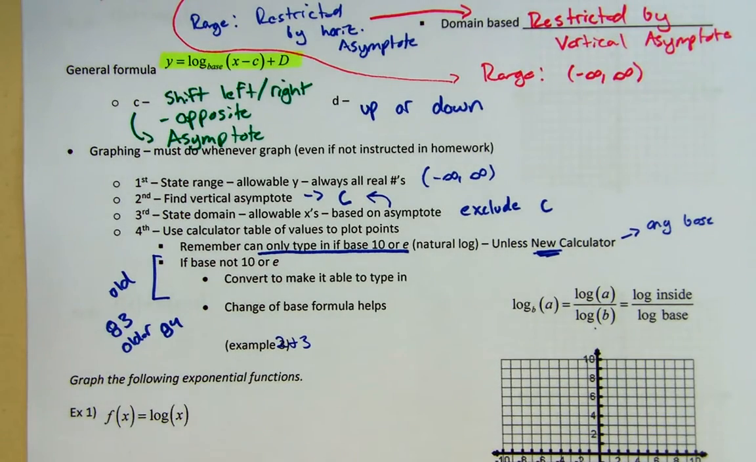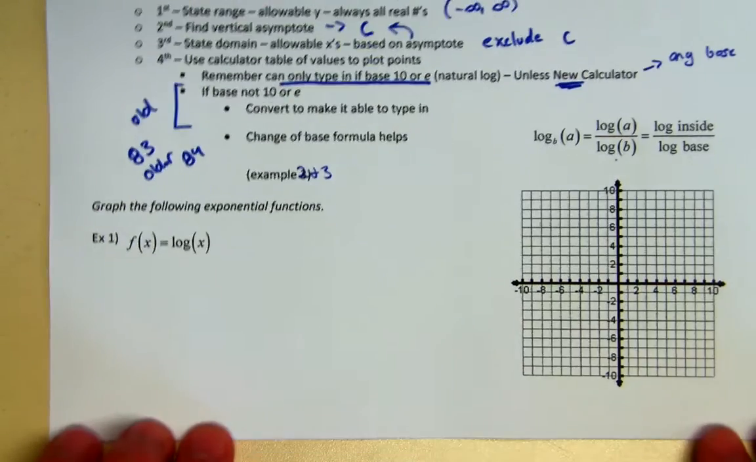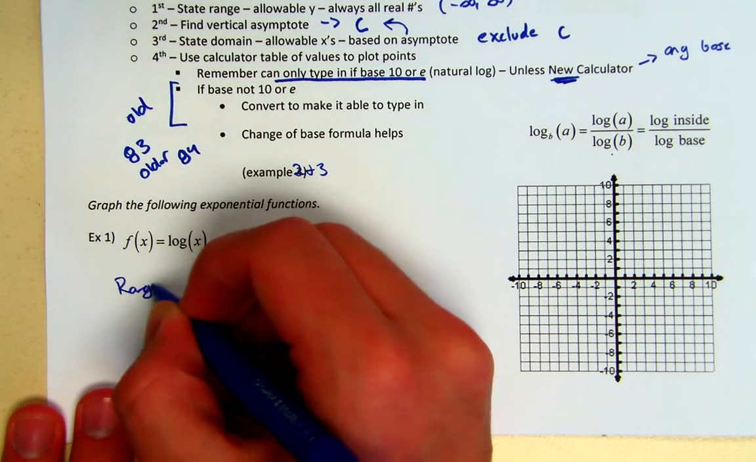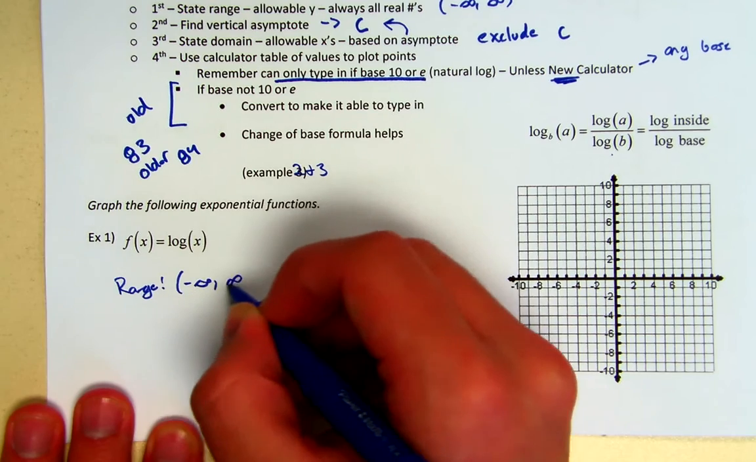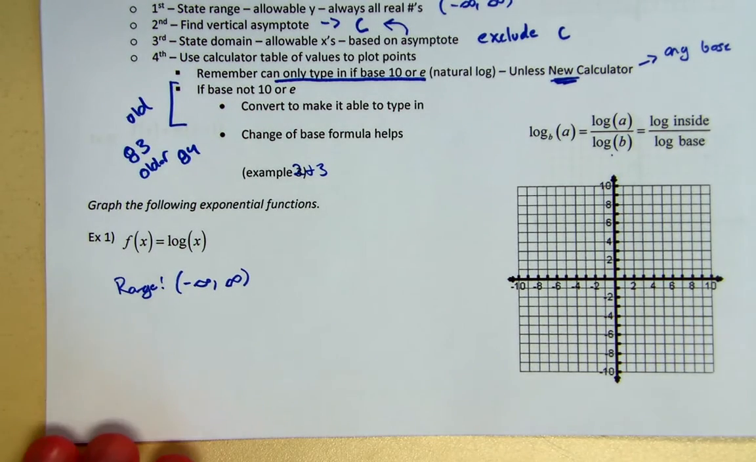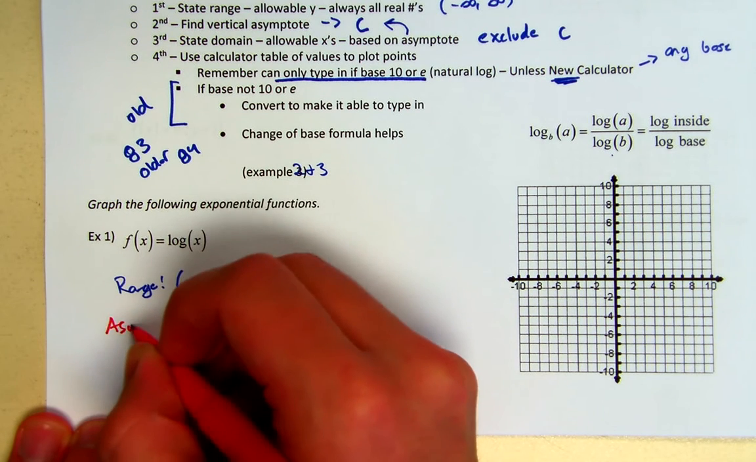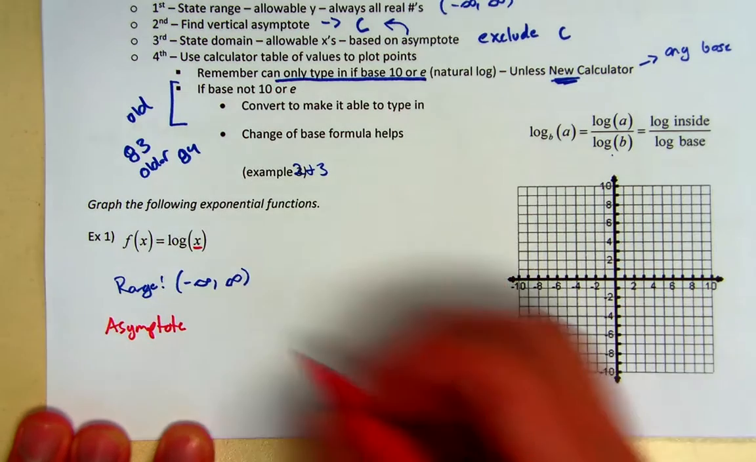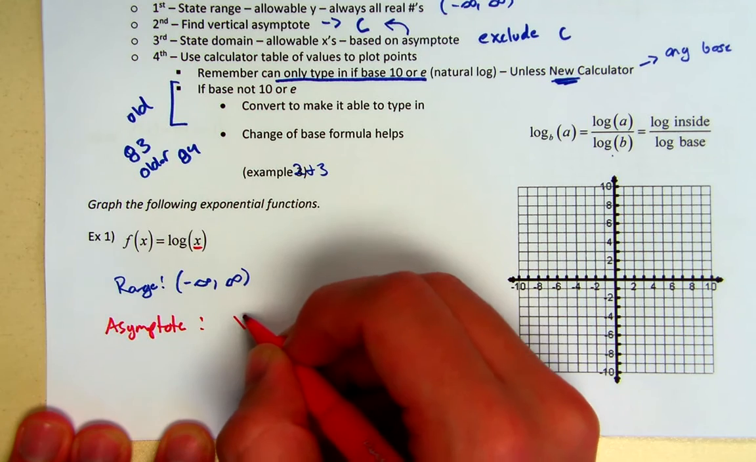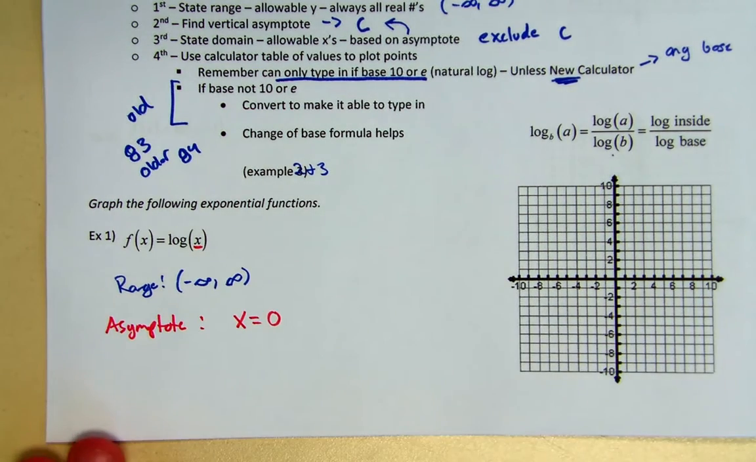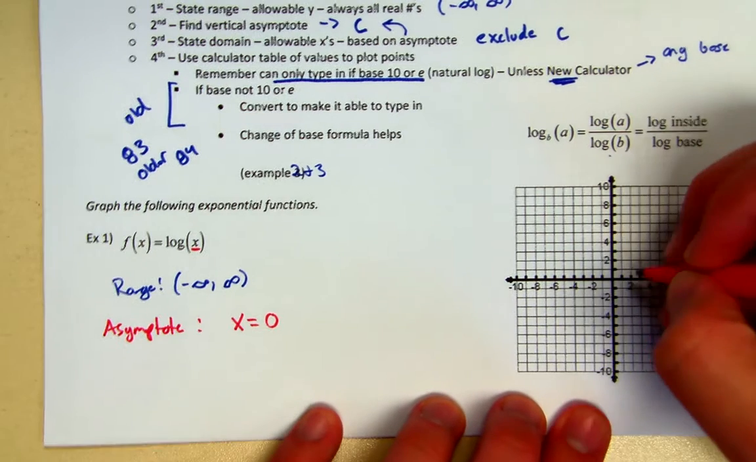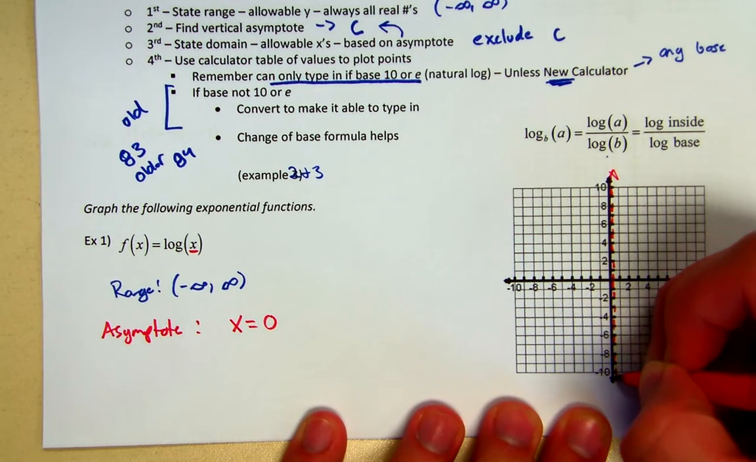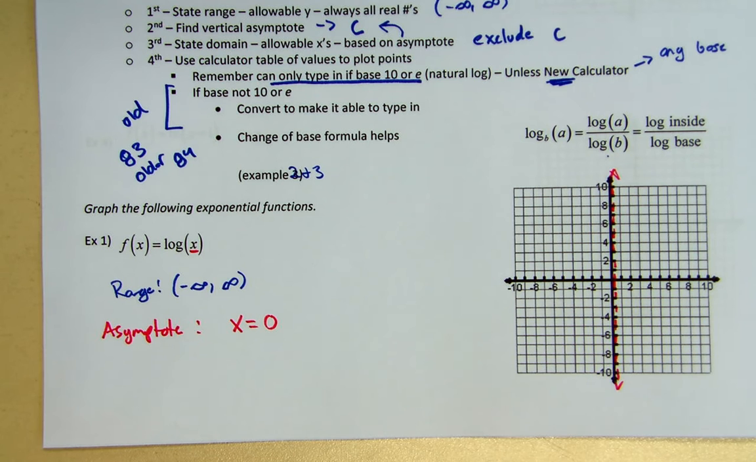Alright, so let's go through and formulate a way of doing these. We have a logarithm. First thing, state the range. Range is all reals. It's everything. Now we need an asymptote. So step 2, asymptote. There's no c value, so it's just going to be x equals 0. There's nothing inside. So let's go ahead and graph that, x equals 0. I like to draw it right next to the axis, since it's hard to overlap the x-axis.